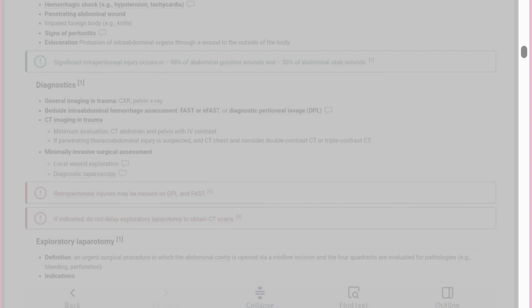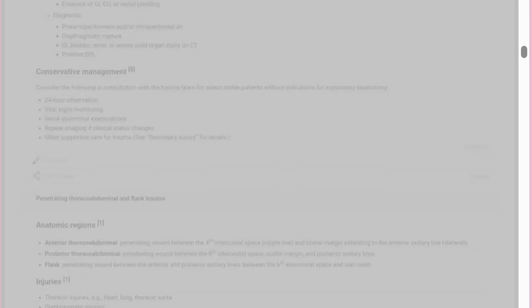Indications. Clinical: hypotension, peritoneal signs, evisceration, penetrating injury, for example GSW, with a trajectory that enters or traverses the peritoneal cavity, evidence of GI, GU, or rectal bleeding. Diagnostic: pneumoperitoneum and/or retroperitoneal air, diaphragmatic rupture, GI, bladder, renal, or severe solid organ injury on CT, positive DPL.